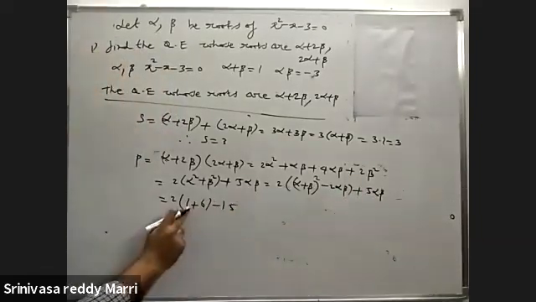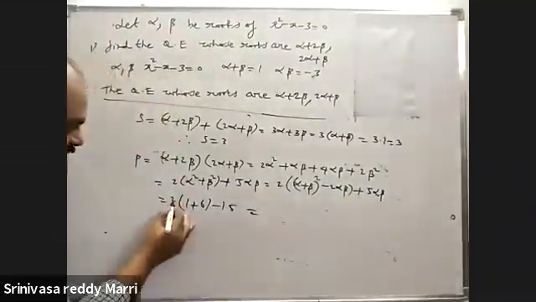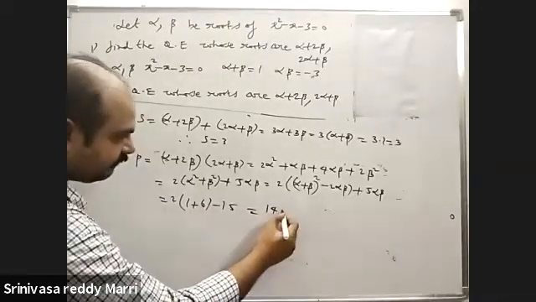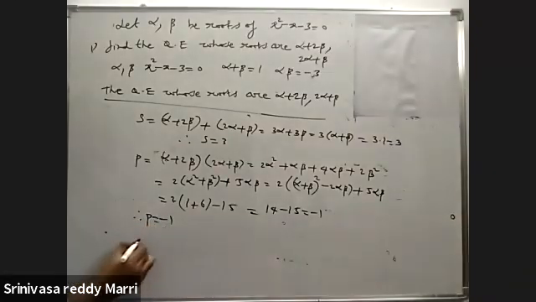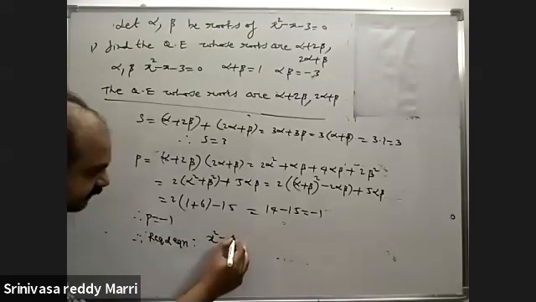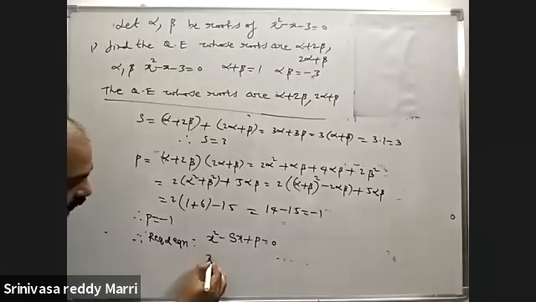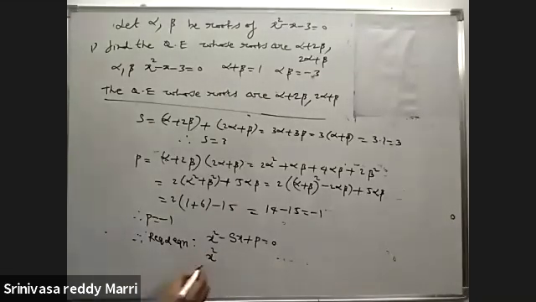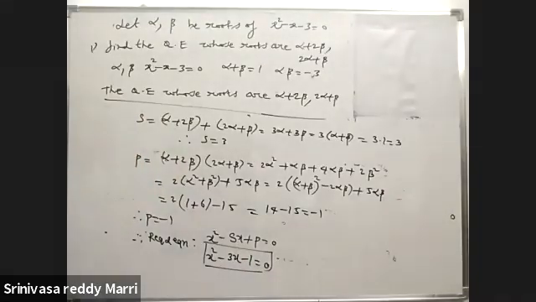Look, this is 1, minus 2 into minus 3 is 6, and 5 into minus 3 is minus 15. That means 2 into 7, 14, minus 15, minus 1. So therefore P is minus 1. Therefore, the required equation is x square minus Sx plus P equal to 0. So therefore x square minus 3x minus 1 equal to 0. Like that, you know?